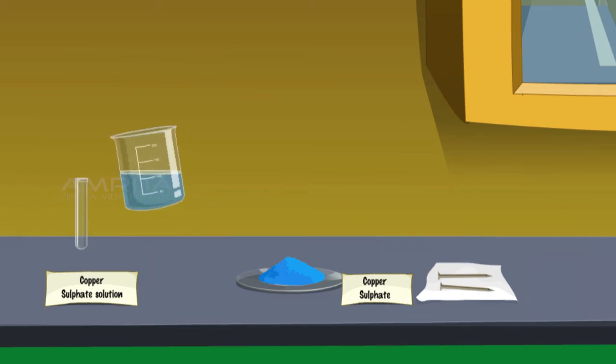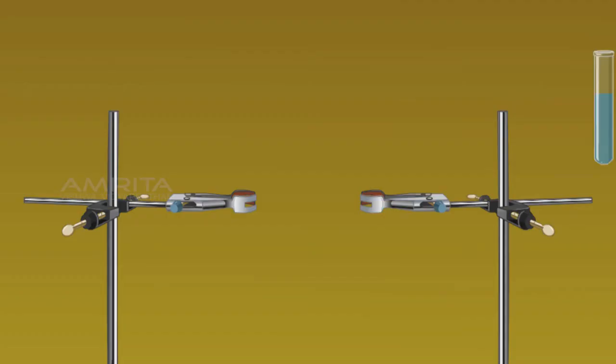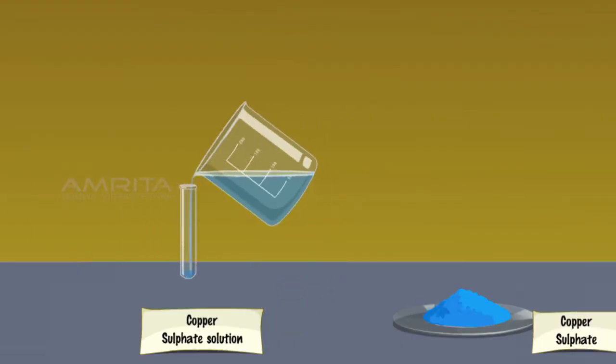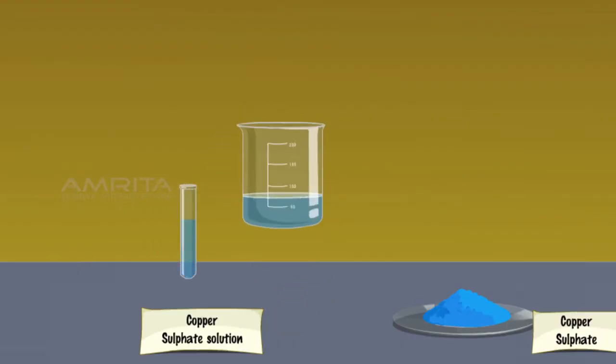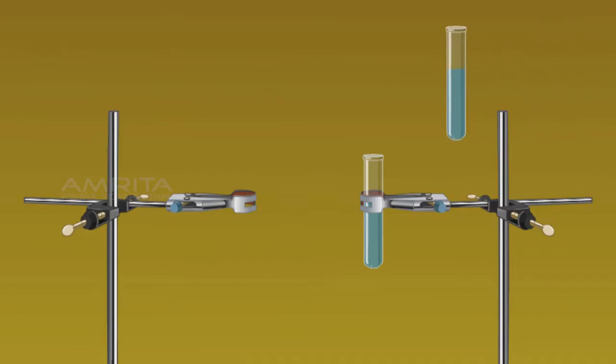Pour sufficient quantity of copper sulphate into a test tube. Clamp the test tube to a stand. Then pour sufficient quantity of copper sulphate into another test tube. Clamp this test tube to another stand.